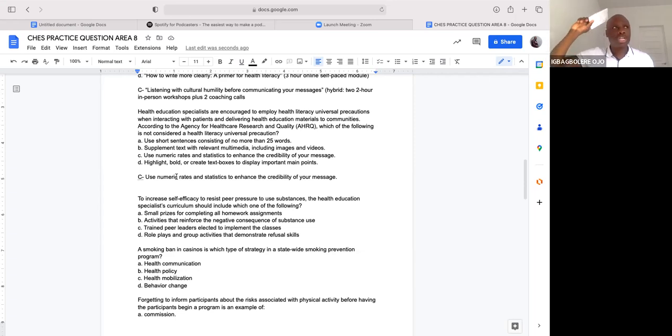Just imagine you're teaching high school students and you go in there with SPSS and a lot of these diagrams, and you are just trying to communicate these public health jargons to them. It is right, but not appropriate for that situation. So the question here says, a literacy universal precaution, something that is acceptable everywhere. And of course, the odd one here is going to be using numeric rates and statistics to enhance the credibility of your message all the time in all situations. It's not going to work.